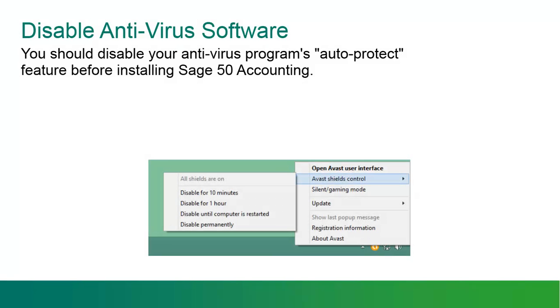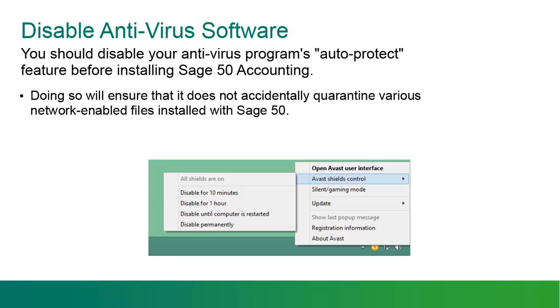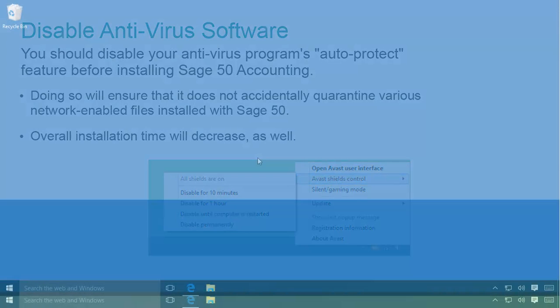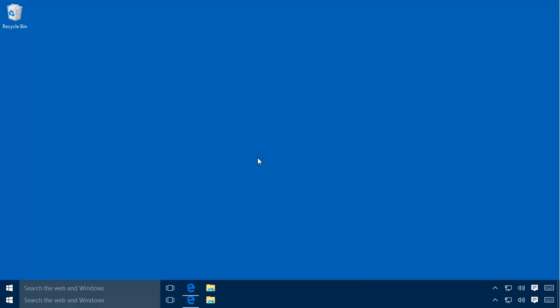If you are running an antivirus program, you should disable its auto protect feature before walking through the installation. Doing so will ensure that it does not accidentally quarantine network-enabled files installed with Sage 50 Accounting. Overall installation time will decrease as well. Most antivirus programs provide an icon in the task tray when it is running. You can right-click on this icon and select Disable, Disable Auto Protect, or something similar.